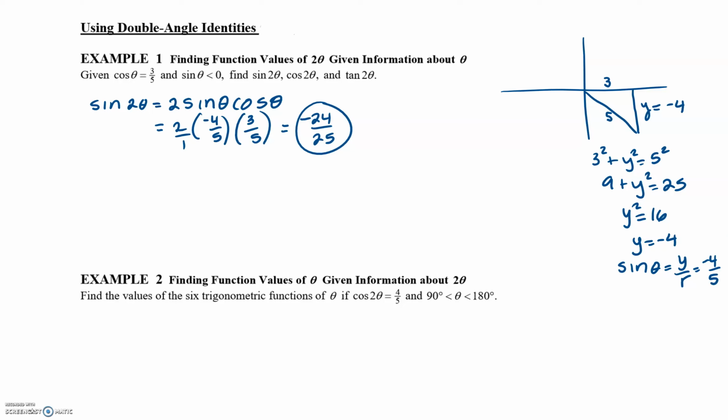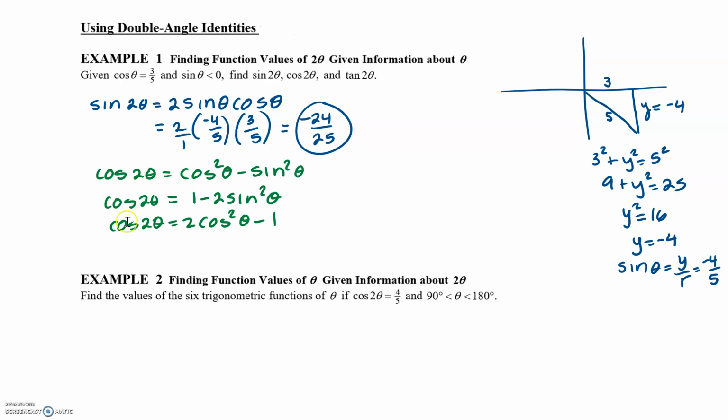So now let's try cosine of 2 theta. There are 3 different versions of cosine 2 theta. Cosine squared theta minus sine squared theta, that is the one that I usually memorize. But then if you plug in 1 minus sine squared for cosine squared, you get the second one, and we saw this in the last video. And if you plug in 1 minus cosine squared for the first one, you get the third one. I'm going to go ahead and use just the third one.